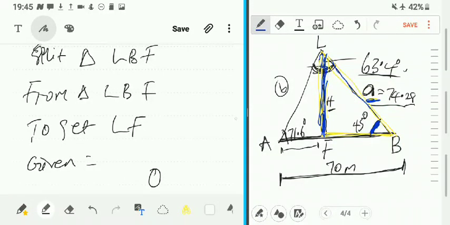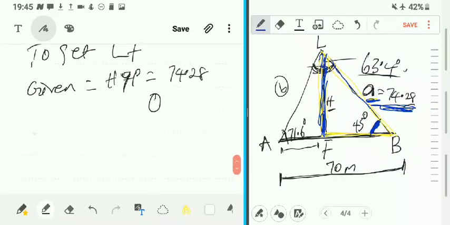And what are we given? We are given the hypotenuse, because we've already solved that. That is our H, given hypotenuse, which is equal to 74.28. So which formula are we using? H should also be in your formula, and this corresponds to the sine formula.